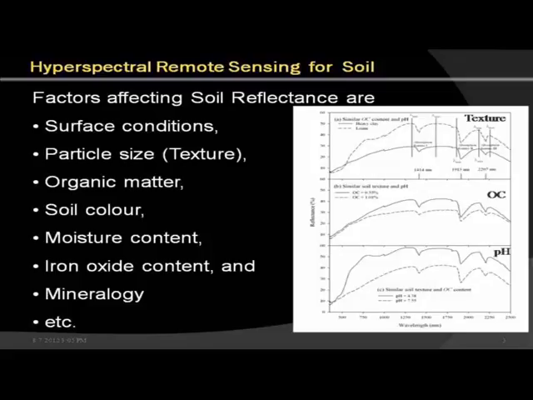Then coming back to the moisture content, which also affects reflectance throughout the wavelength range, it means the higher the moisture content, the reflectance throughout the wavelength range starting from 400 to 2500 will be less. Of course, there are some water absorption bands. We will come back later to how, using hyperspectral remote sensing, those water absorption bands can be used to estimate moisture content.